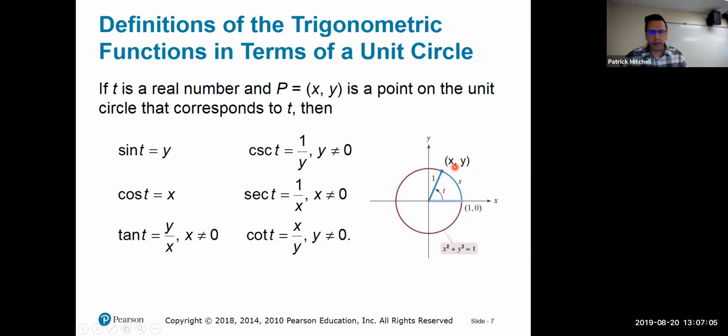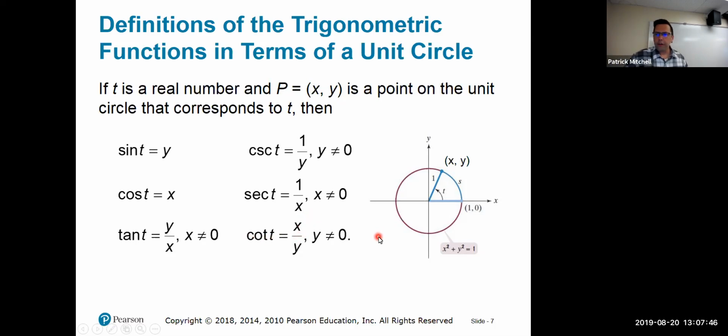And then when you get into your other four functions, the tangent of t is y divided by x. And that's undefined if x is 0, because you can't divide by 0. Notice, I don't think it's too early to point out to you that the cosecant, the secant, and the cotangent are just the reciprocals of the sine, the cosine, and the tangent. You see that? So each of these functions is the reciprocal of the one that's written over here. Okay, so the cosecant of t is 1 over y. The secant of t is 1 over x, and the cotangent of t is x over y.